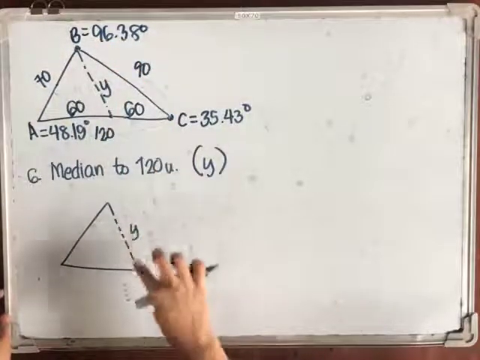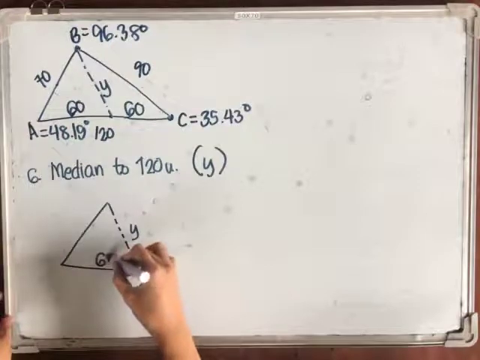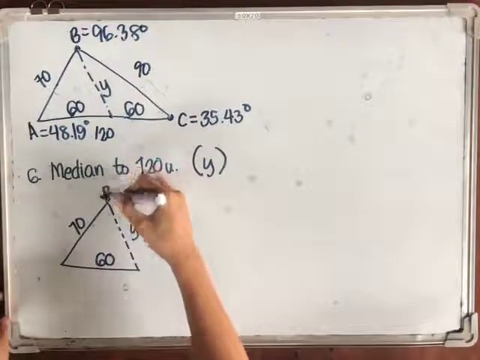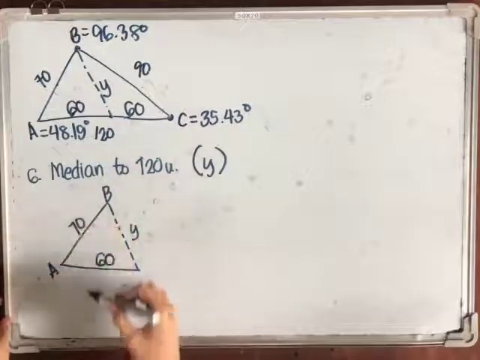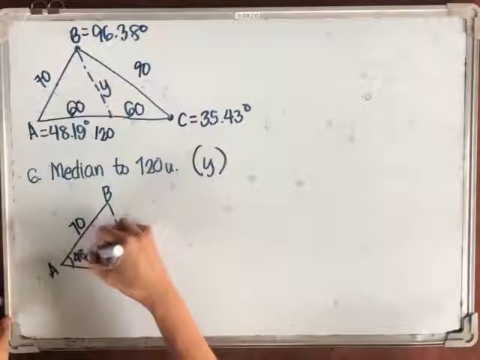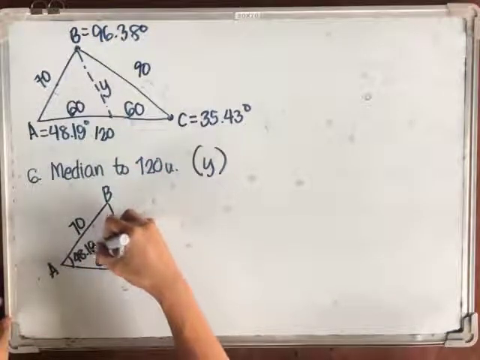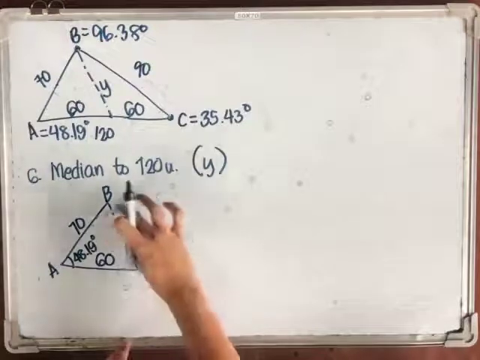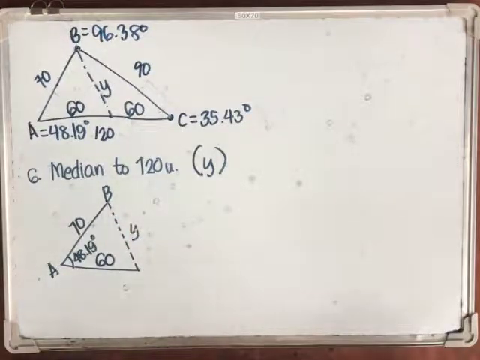We have 60 here, and we have 70 here. This is your point B, and this is your point A. This angle here is 48.19 degrees. So, this time, we can compute it using our cosine law.